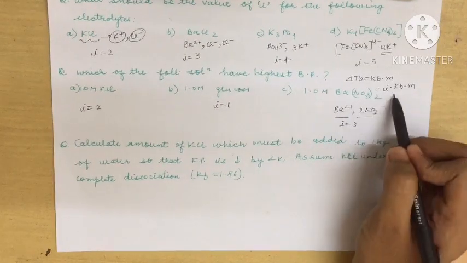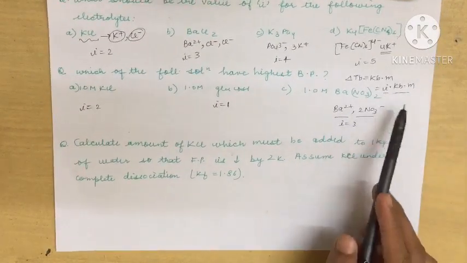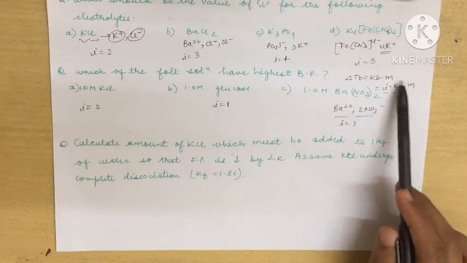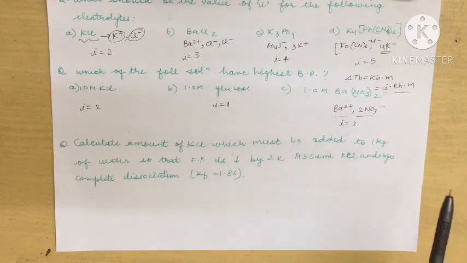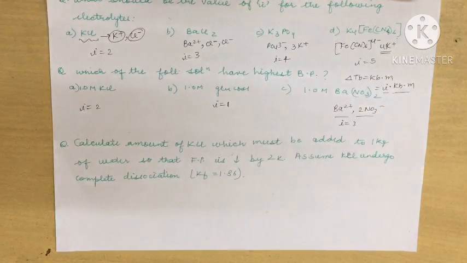Now you are multiplying this term with i. So greater is the i, greater will be this term, and greater will be the boiling point. In this case, find out which of the following has the highest Van 't Hoff factor, because the highest Van 't Hoff factor will give the highest value to the boiling point elevation. So the answer is third.